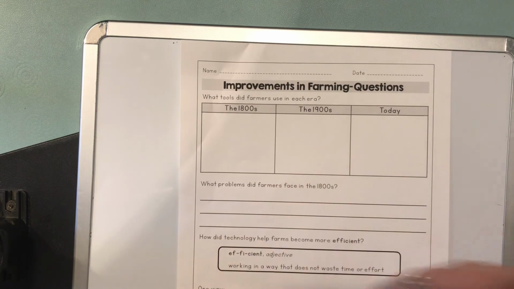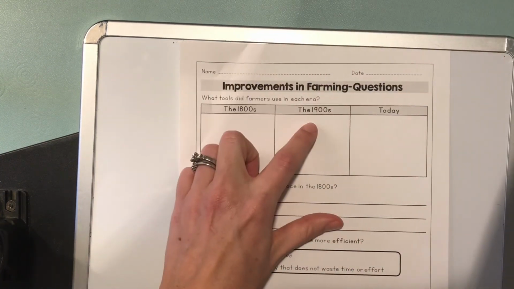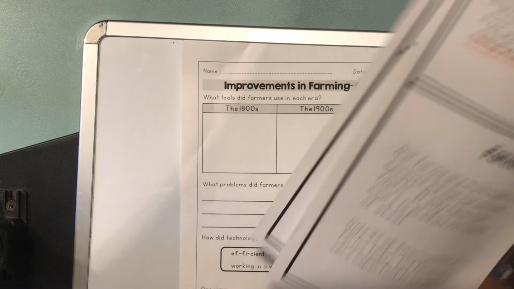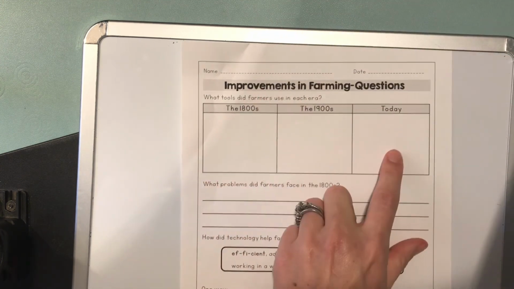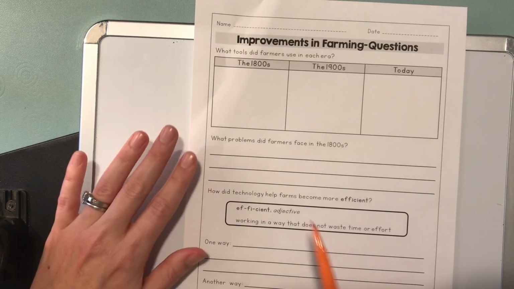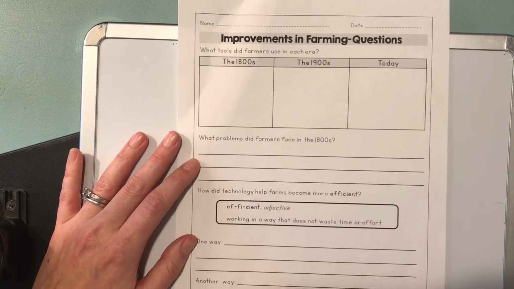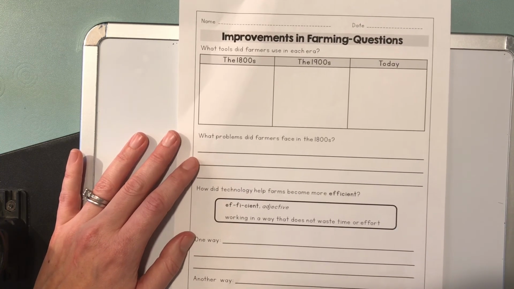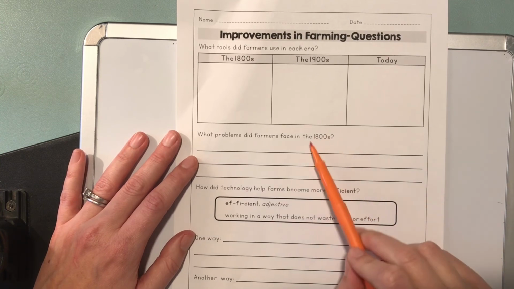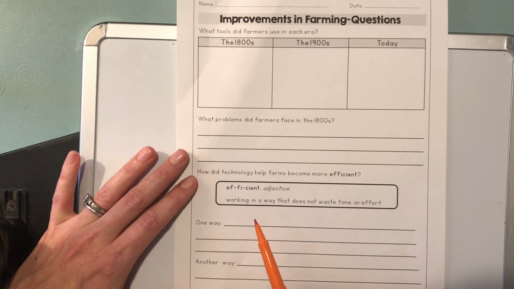And then you're going to do the 1900s. So you go to this page, and you will write those here. And today, what kind of tools do we use today? And you will write them here. I also talked about what some problems were that farmers faced in the 1800s. Maybe you remember what that problem was. If not, maybe you need to read the packet again and go to the 1800s and see what was that problem that they faced.